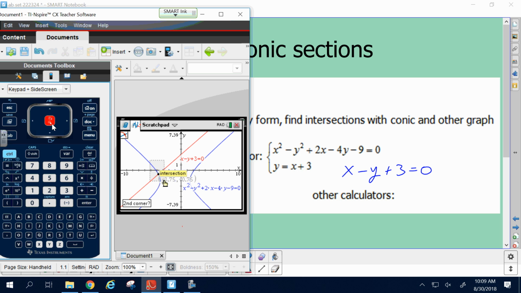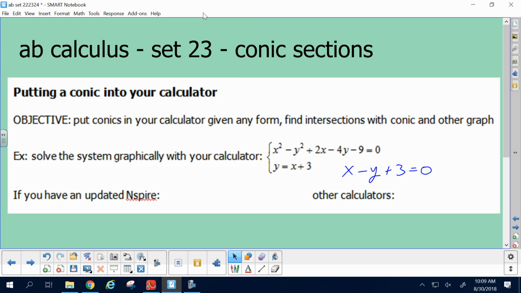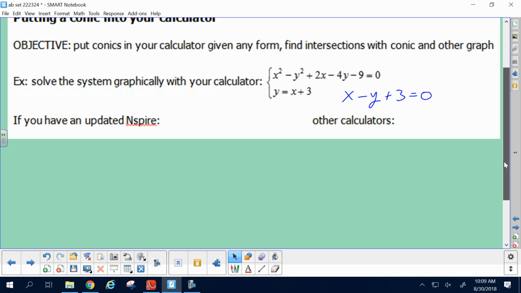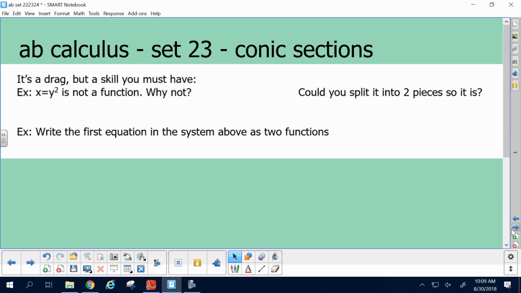Let me go back and talk about problems then. If you have an updated Inspire, you should have a relation button. If you don't, then you'll use the general conic. Sometimes, however, you're going to have to go get a calculator and actually solve for y. So one more thing, and then we're good.